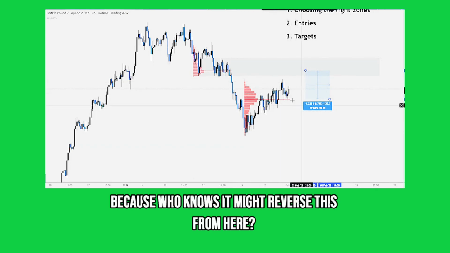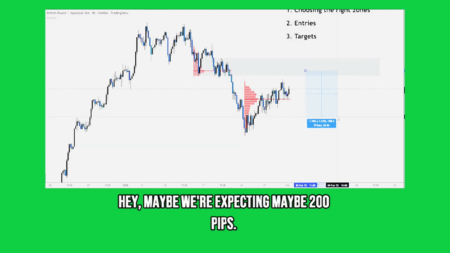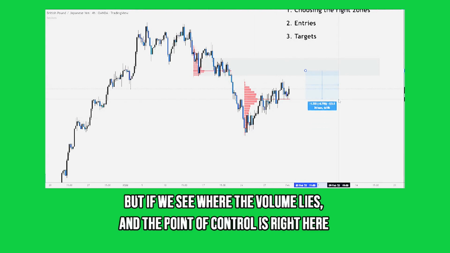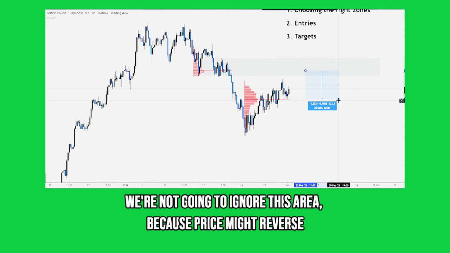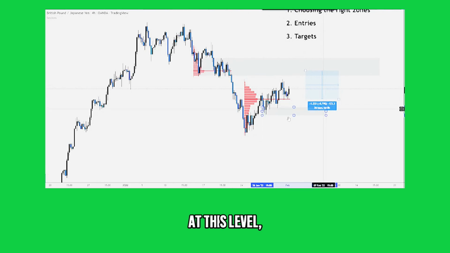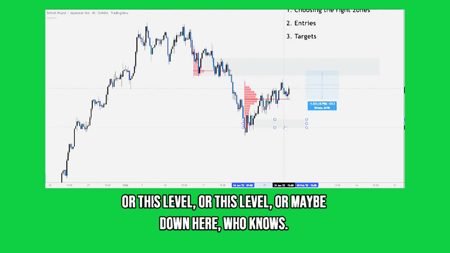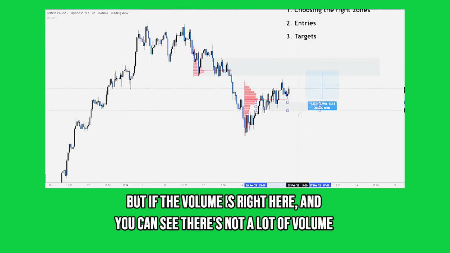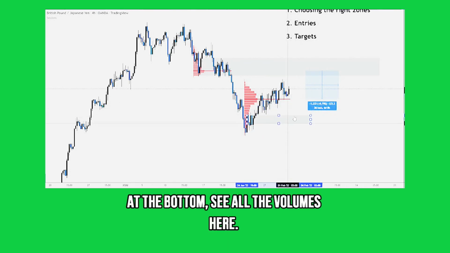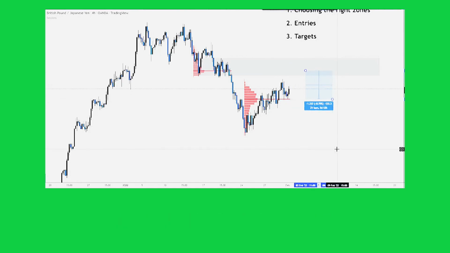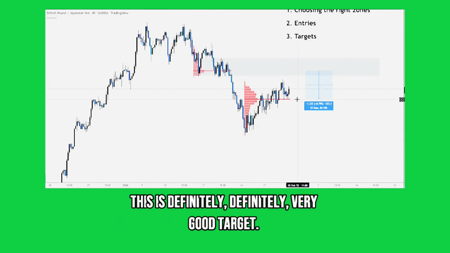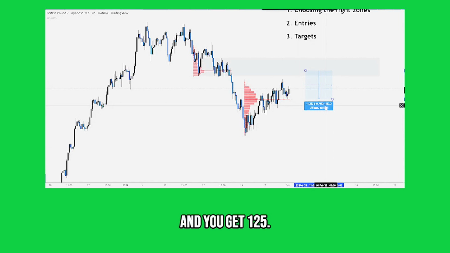Because who knows, it might reverse just from here. Yeah, maybe we're expecting maybe 200 pips, but if we see where the volume lies and the point of control is right here at 125 pips, we're going to take some partials here for sure, 100%. We're not going to ignore this area because price might reverse at this level or this level or this level, or maybe down here. Who knows? But if the volume is right here and you can see there's not a lot of volume at the bottom, see all the volume is here, it wouldn't be a bad idea actually to target this level. This is definitely a very good target, and you get 125 pips.